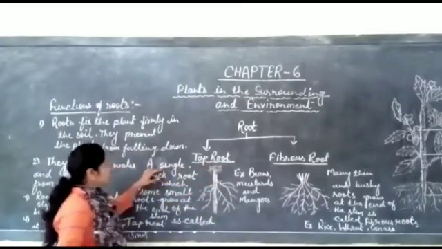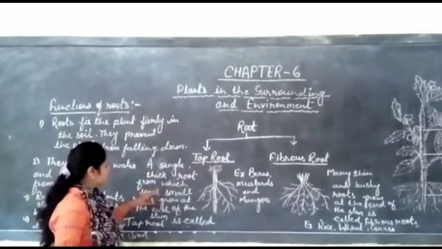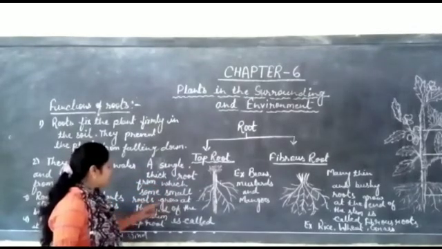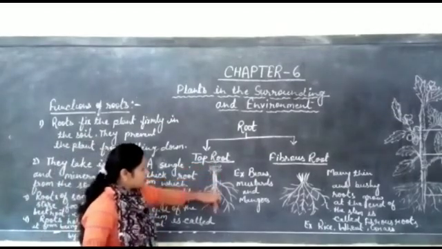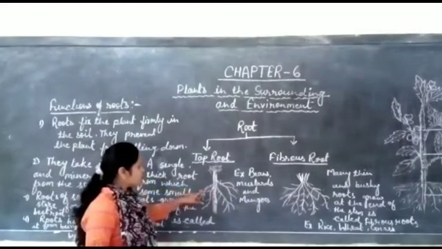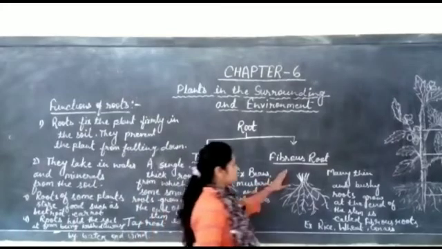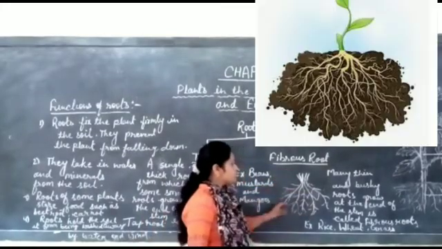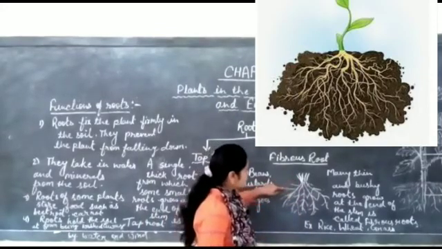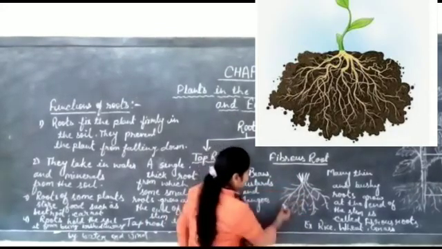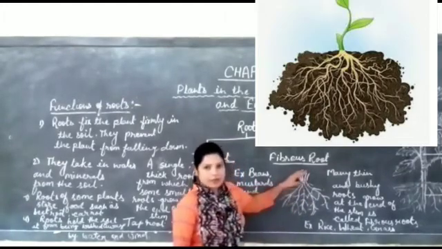Let us see its definition. A single thick root from which some small roots grow at the end of the stem is called taproot. So in the taproot, one main root is there and from it some small roots grow out. Now come to fibrous roots. You can see in fibrous roots no main root is there, and in this root many thin bushy roots grow at the end of the stem. So this type of root is called fibrous roots.